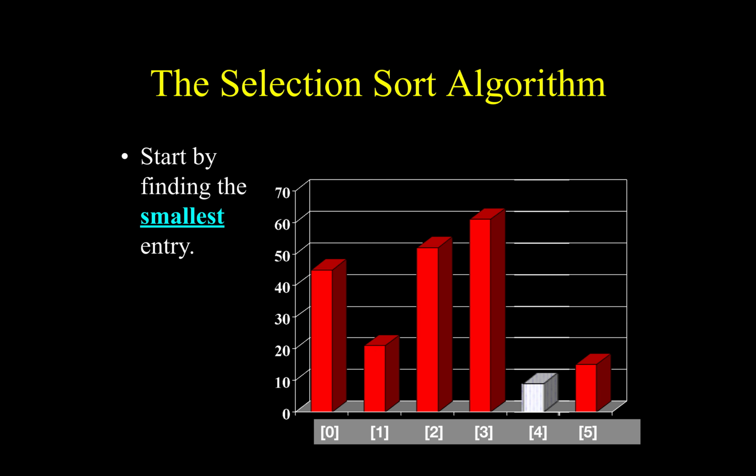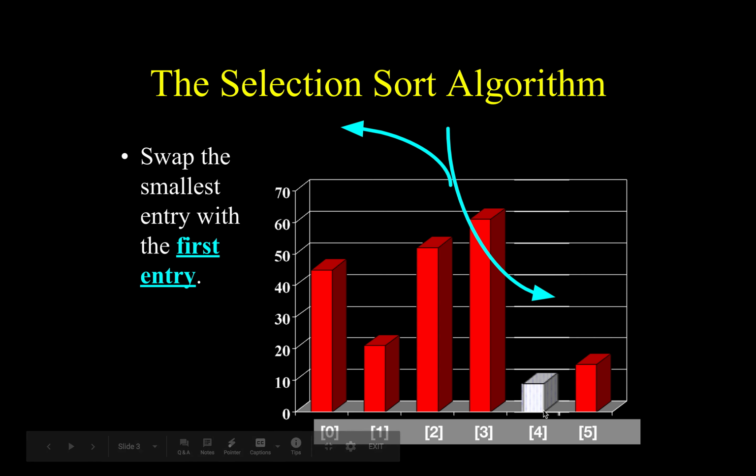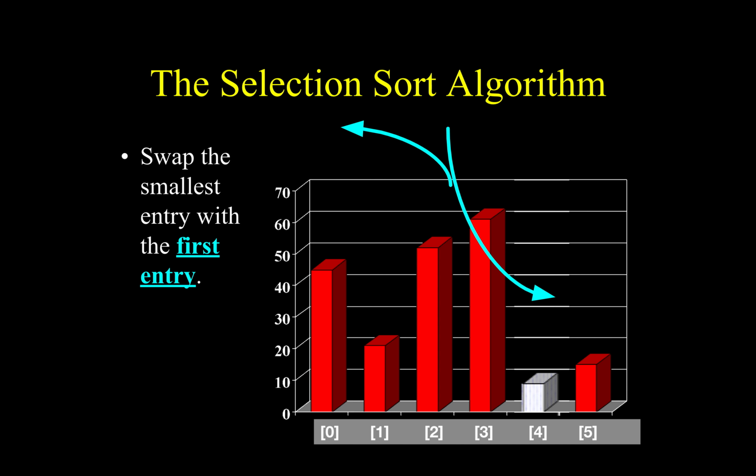So let's apply the selection sort algorithm. Step 1, if you follow the steps, it is really easy. Start by finding the smallest entry. You iterate through the array and you find the smallest entry. That is index 4. You can see 0th index, 1st, 2nd, 3rd and 4th. The 4th is the smallest.